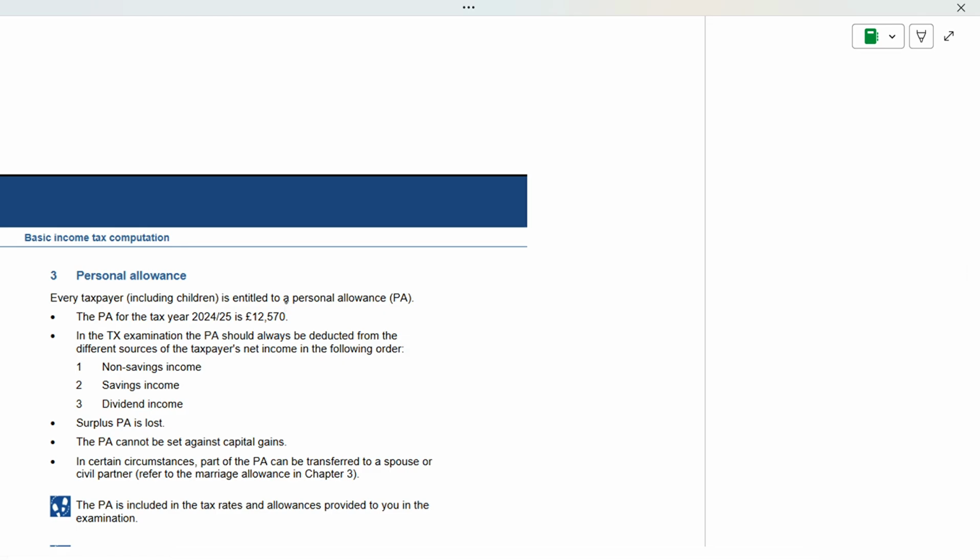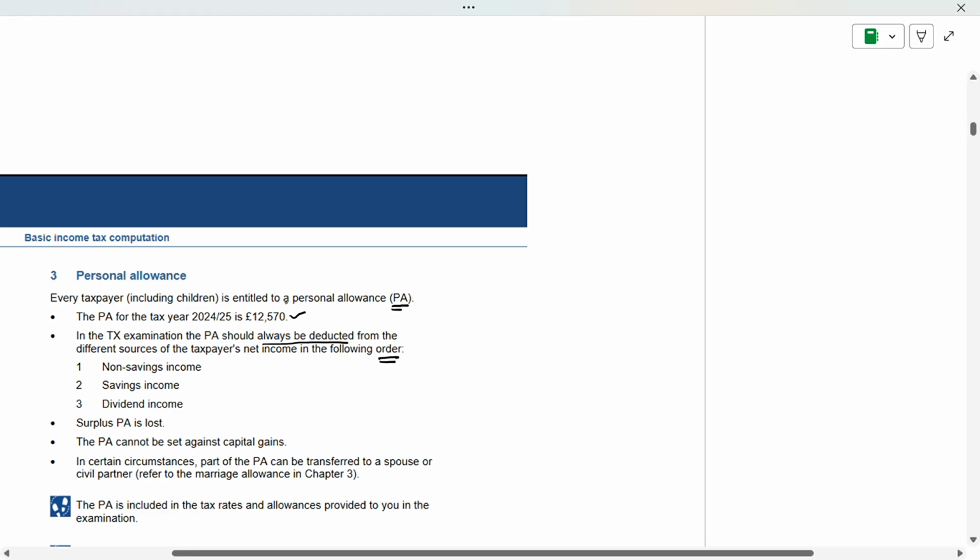Now, every taxpayer is entitled to a personal allowance. How much is the personal allowance? 12,570. You can have all these things on your fingertips. In the tax examination, personal allowance should always be deducted from the taxable sources of income. There is a sequence, an order, in which you have to deduct it.